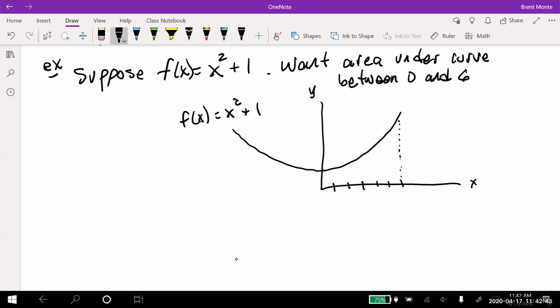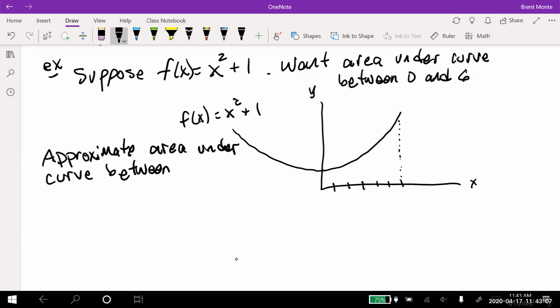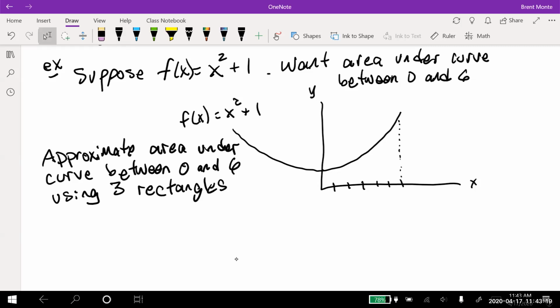So at this point, if I want to do this geometrically, the best I can do is approximate how much that area is. So what we're going to do in this problem is approximate the area under the curve between 0 and 6 using 3 rectangles and left-hand endpoints, whatever in the heck that means.